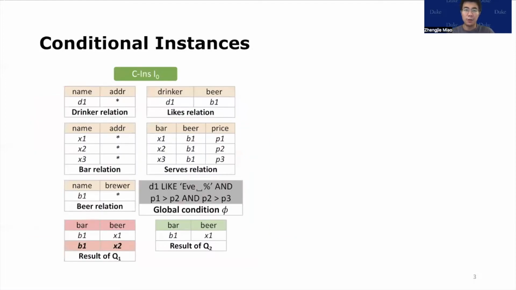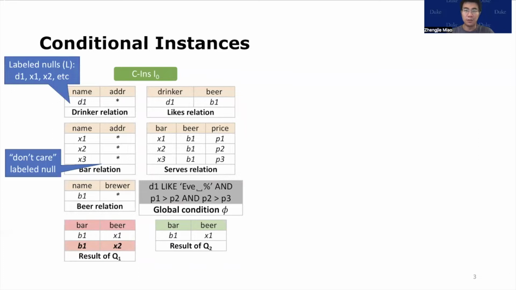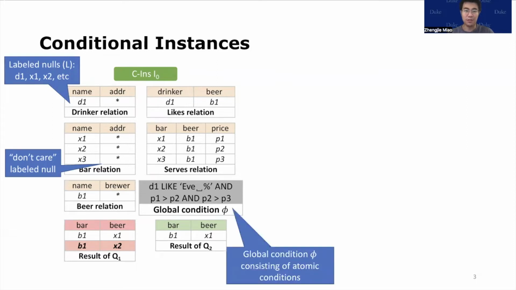In this work, we use conditional instances to explain the differences between the two queries Q1 and Q2. Conditional instances are adapted from C tables in incomplete databases, where the tuples include constants and label nulls. Here, for simplicity, if a label null only appears once, we will replace it with the don't care symbol. There is also a global condition in the C instance, which is the conjunction of atomic conditions.